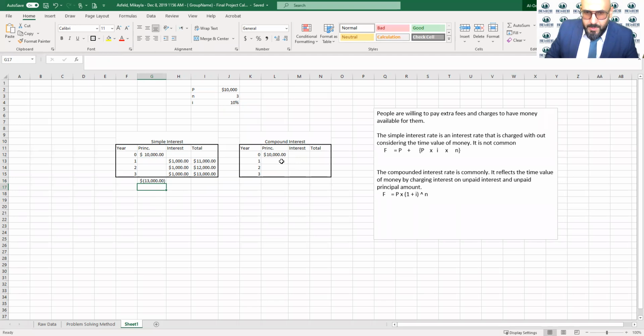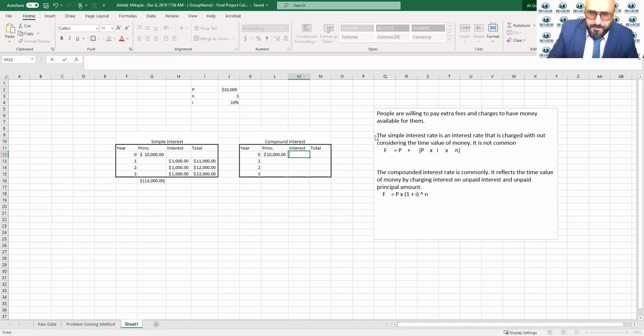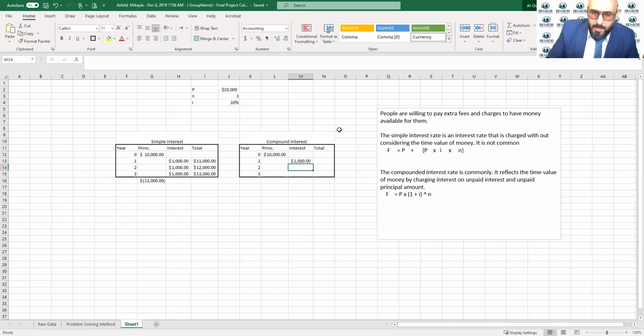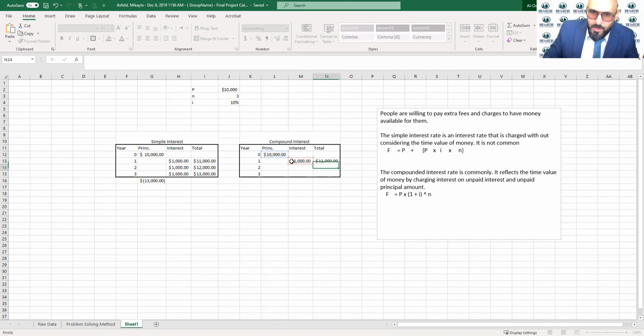All right, let's demonstrate this compound interest rate. The compound interest rate considers the time value of money and the interest on top of unpaid interest and principal. So by the end of year 1, we will be charging the 10,000 times 10% times 1. That's only for 1 year. The total would be 10,000 plus the 1,000, so the total is 11,000.